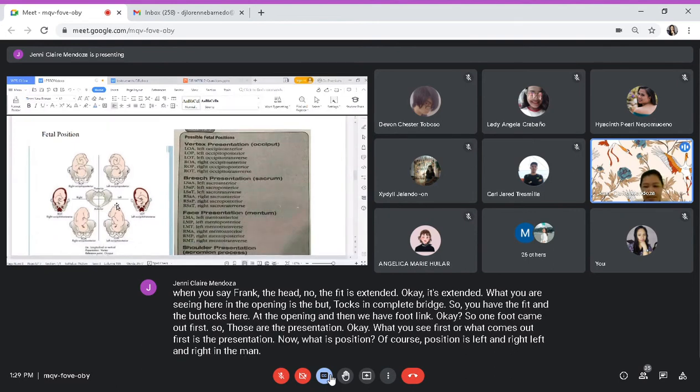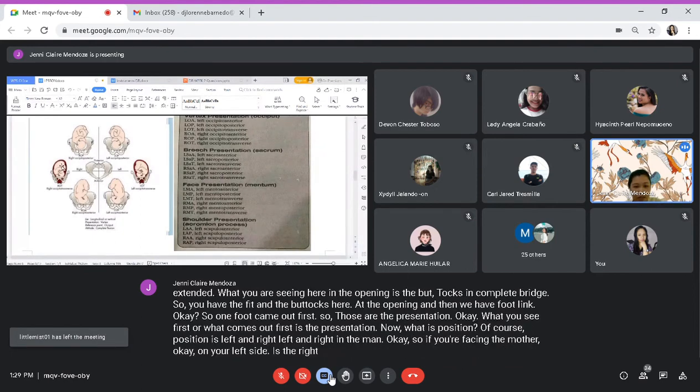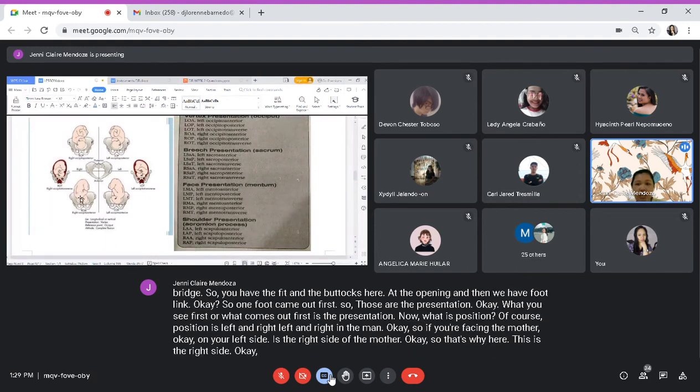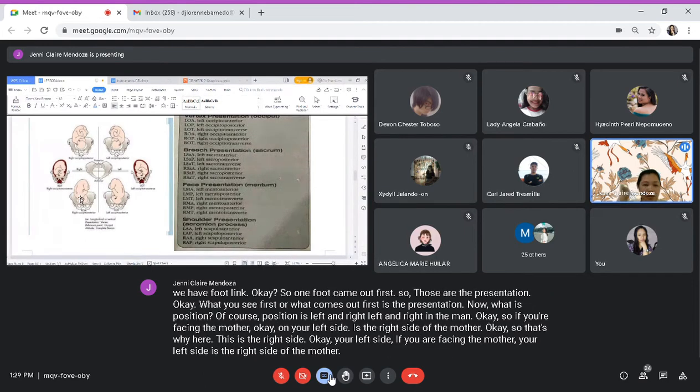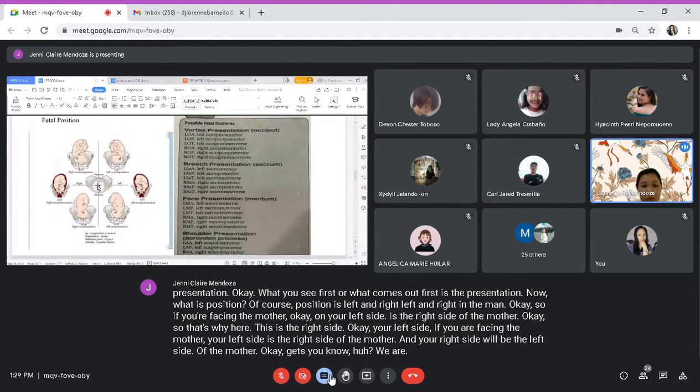If you're facing the mother, on your left side is the right side of the mother. So that's why here, this is the right side. If you are facing the mother, your left side is the right side of the mother, and your right side will be the left side of the mother. Got it? We are basing the fetal position on the side of the mother.